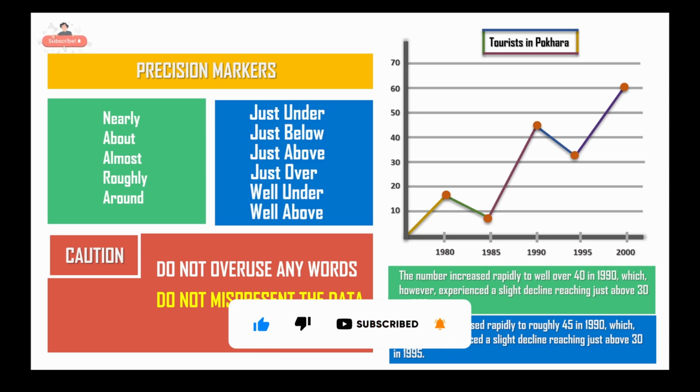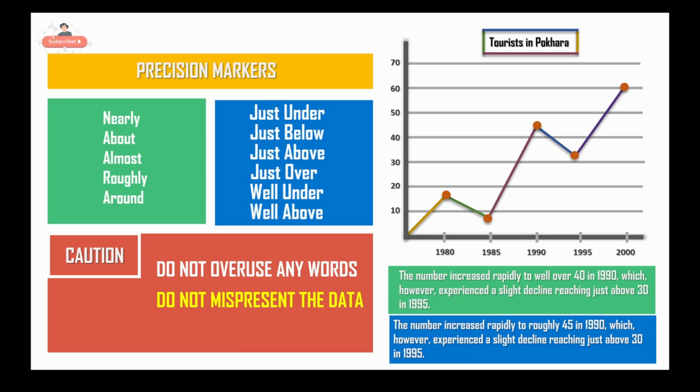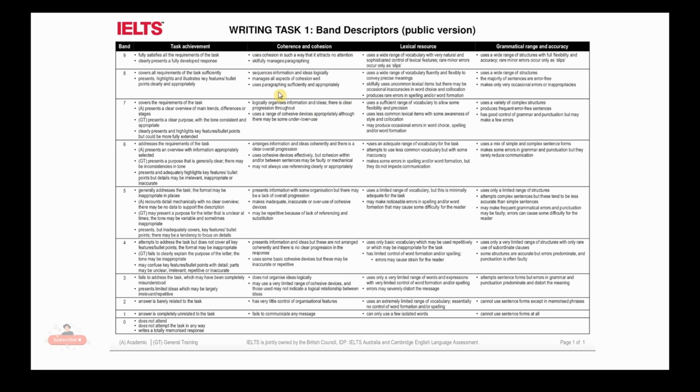Now I will tell you why you should not commit these mistakes and follow the rules that I have talked about. Let's go to the band descriptor. So this is the band descriptor for writing task 1. You are given marks based on this descriptor.